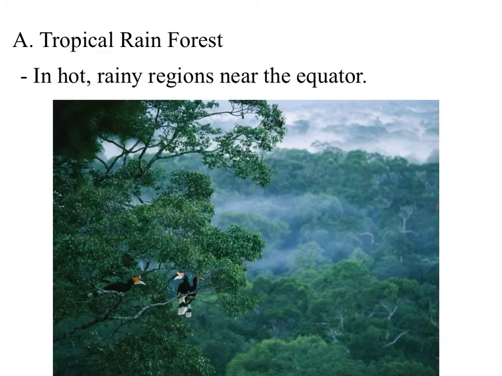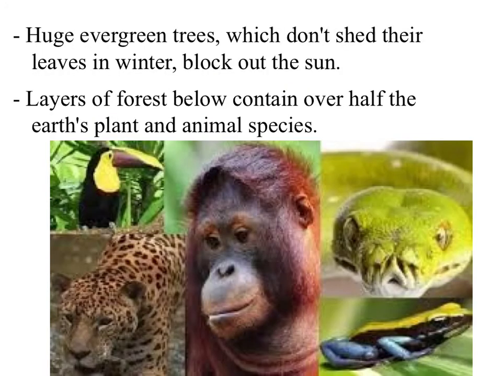It takes a lot of rain to allow these trees to grow so big. These are usually evergreen trees in the tropical rainforests. Evergreen refers to a particular characteristic, which means that the trees don't shed their leaves in the winter. They are forever green because they keep their leaves.